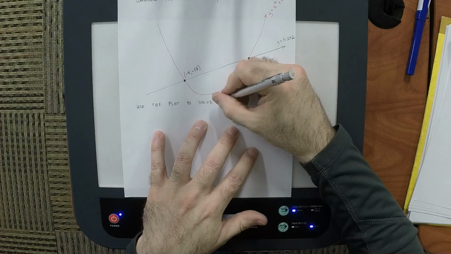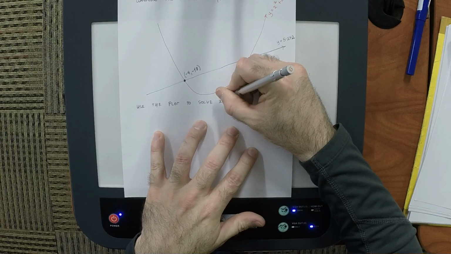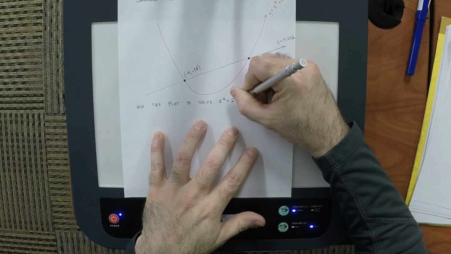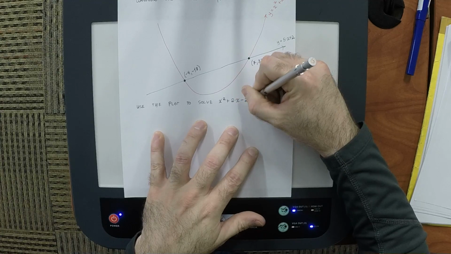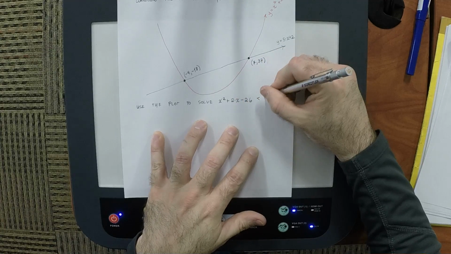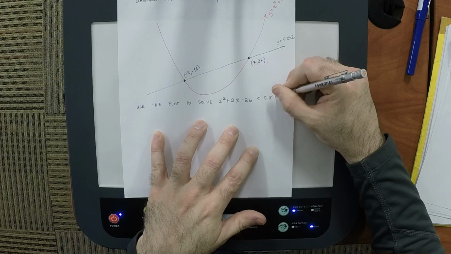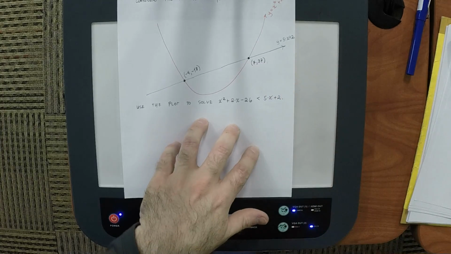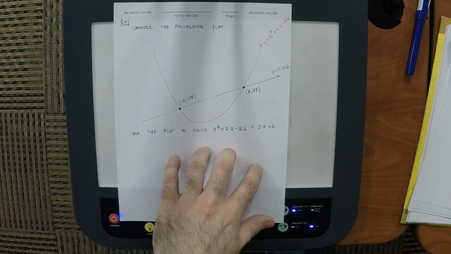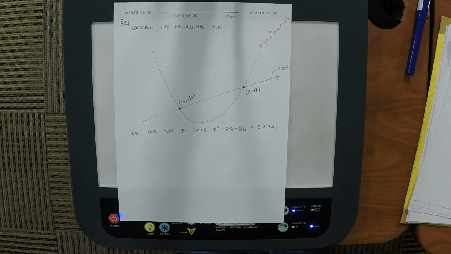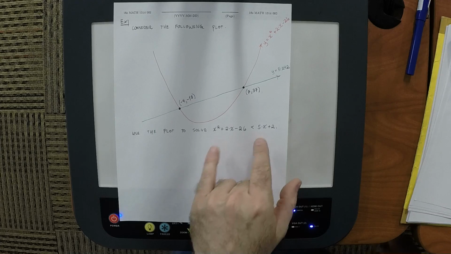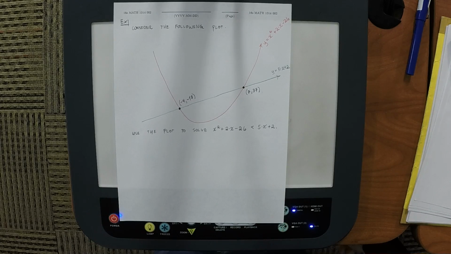Use the plot to solve x squared plus 2x minus 26 less than 5x plus 2. And I'd like to point out that this inequality is exactly the same inequality as the previous page. It's exactly the same one. But the instructions are different.